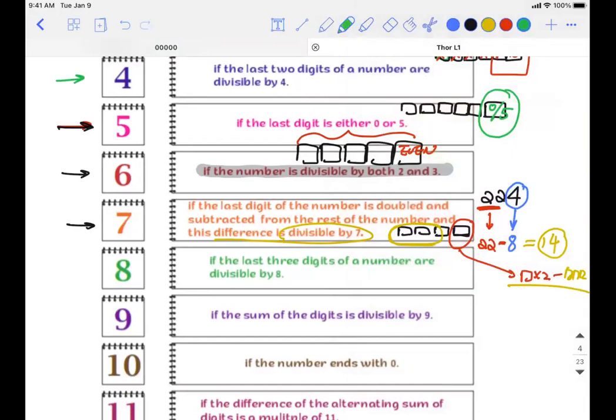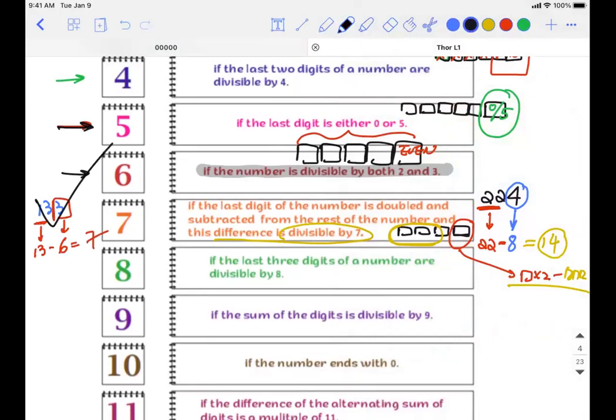Another example, I'll give you another example because this one is not very common. Maybe I write it here. Let's say 133. Is this number divisible by 7 or not? The last digit doubled goes to 6. The remainder, I'm going to put it here: 13 minus 6 is 7. 7 is divisible by 7. So the original one, 133, is going to be divisible by 7.